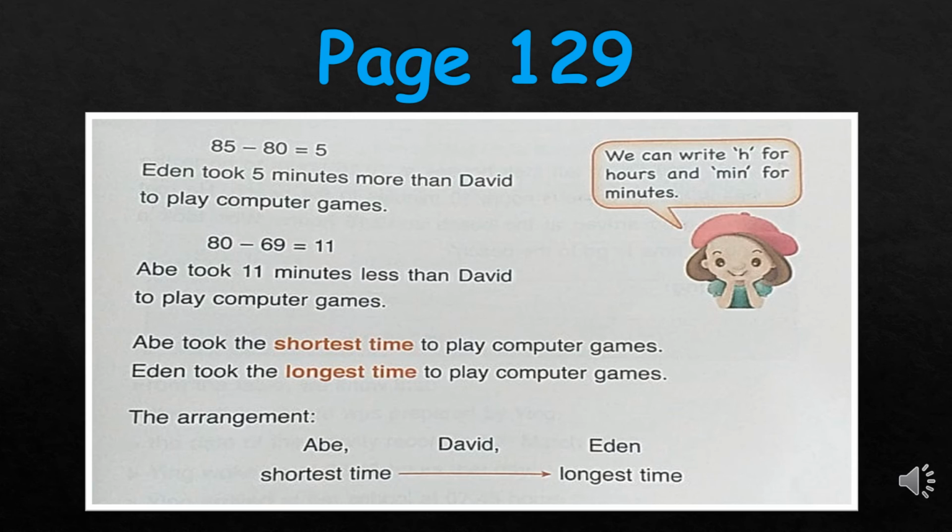So let's see how to write it in ascending order, from the shortest to the longest time. So Eden took 5 minutes more than David, and Abe took 11 minutes less than David to play computer games. So we know Abe took the shortest time to play computer games, and Eden took the longest time. So we start with Abe, 69 minutes, then David, 80 minutes, and then Eden, 1 hour and 25 minutes or 85 minutes. So that is the solution.